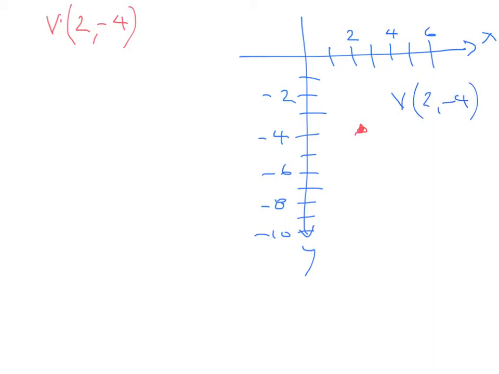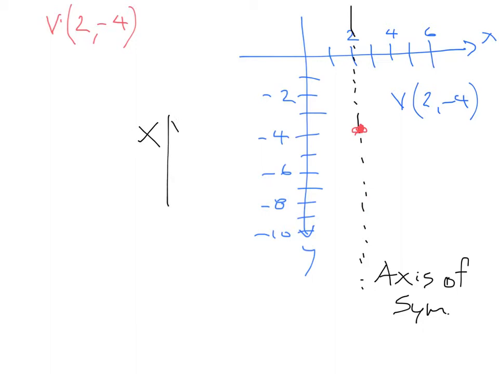Through your vertex, you draw a vertical line that is called the axis of symmetry. That means your graph on the right side of that axis is going to be the same as on this side. There's symmetry along this line. Now, in general, I like to make a table of values on one side. In this case, I'm going to make a table of values on the left side.